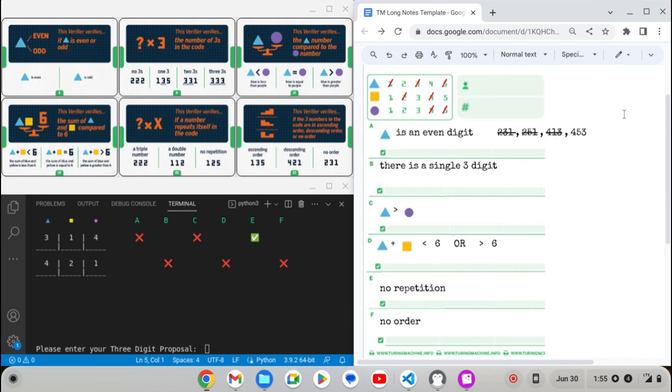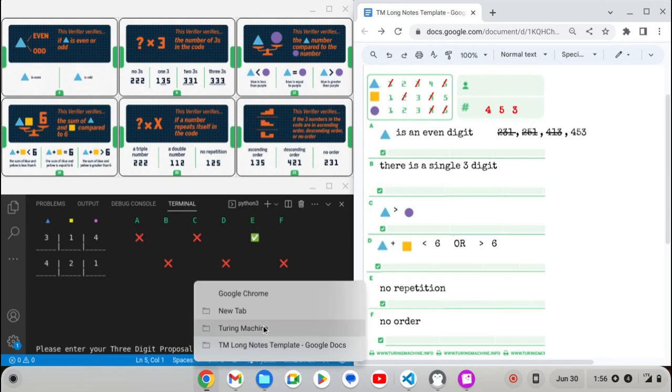So let's go ahead and type up our solution of 453. So luckily we didn't have to do a third round. And just really quick, the first digit is even. Yes. There's a single 3. There is. Our first is greater than our last. Yes. Again, we're deducing that it's greater than 6. There are no repetitions and there's no order. It goes up and then it comes down. Okay, looks like a winner. Let's go verify.